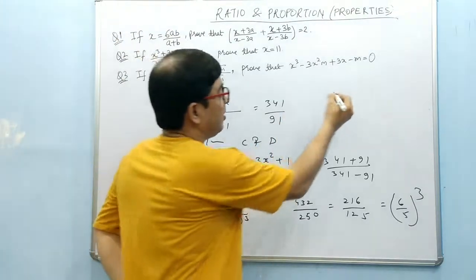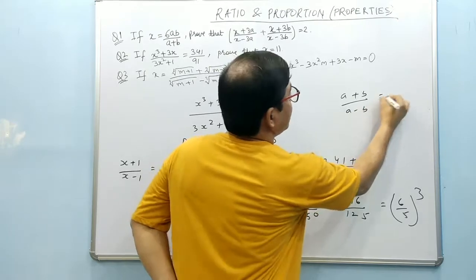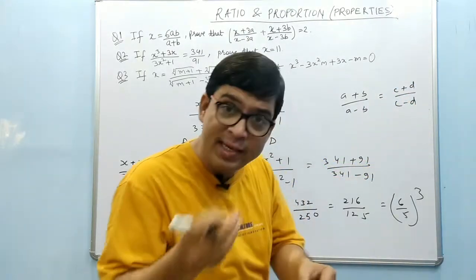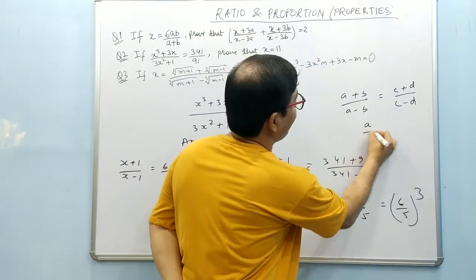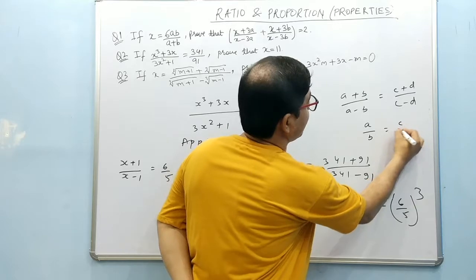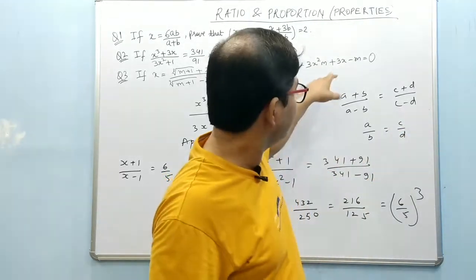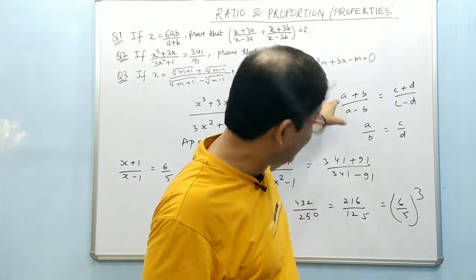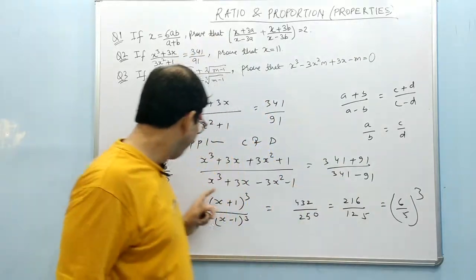So one technique you just remember: if (a+b)/(a-b) is equal to (c+d)/(c-d), and we apply C and D, componendo and dividendo, it will come out in the fashion a by b is equal to c by d. If we apply C and D to this, this will be like this. But again if we apply C and D to this, this will come out to be like this. That we will see here.